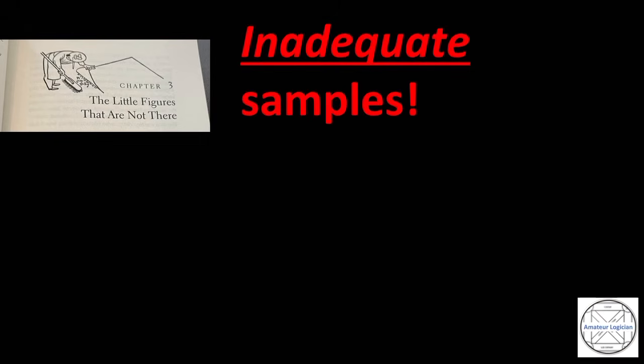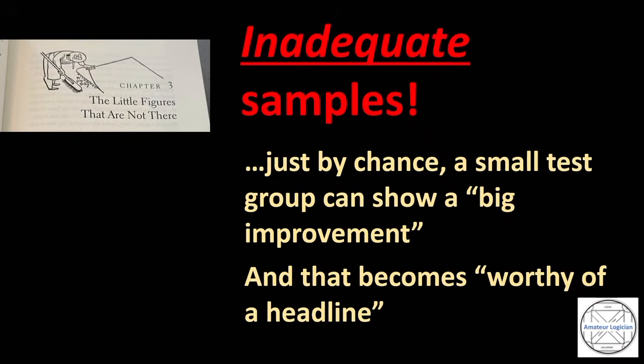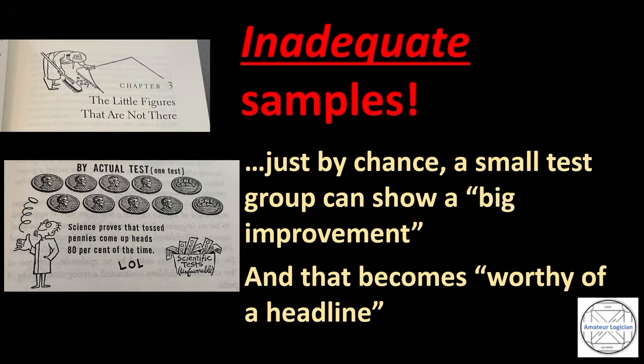Sooner or later, by the operation of chance, Huff writes in Chapter 3, a test group is going to show a big improvement worthy of a headline and perhaps a whole advertising campaign, end quote. We have the problem of inadequate samples. Just by chance, a small test group can show a big improvement, and that becomes worthy of a headline or an advertising campaign. Think of quickly rushed medicines or vaccines or a quack supplement that someone is trying to have you buy. We need a large, varied, and random sample.